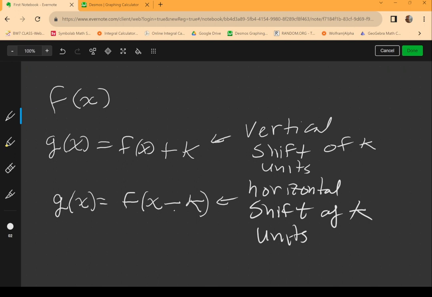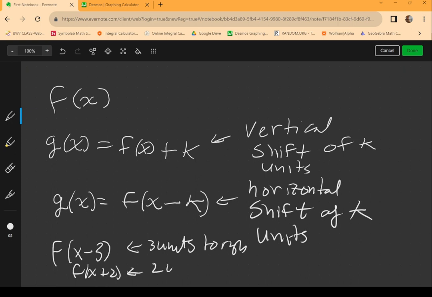And again, be careful with the minus when we have something like f of x minus 3. That's 3 units to the right. And when it looks something like f of x plus 2, that would be 2 units to the left. Those are the two types of shifts when we look at vertical or horizontal.